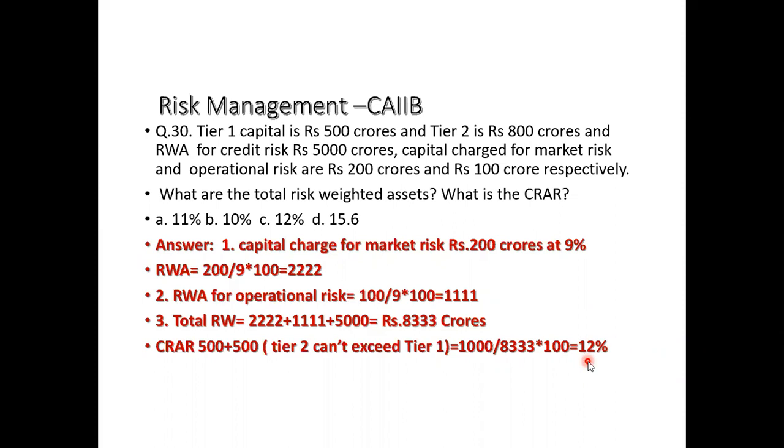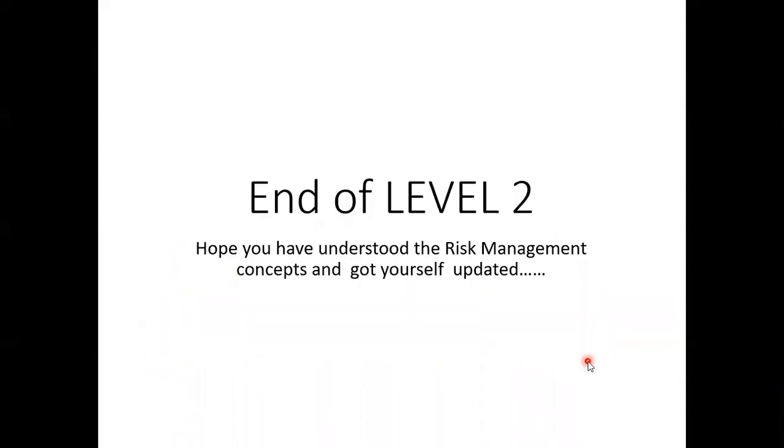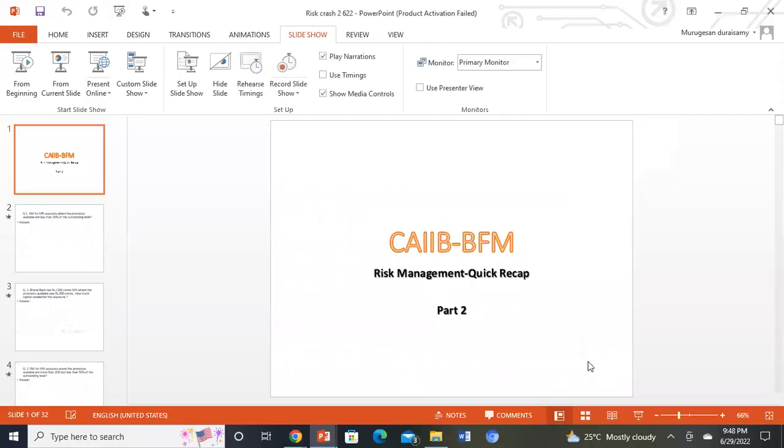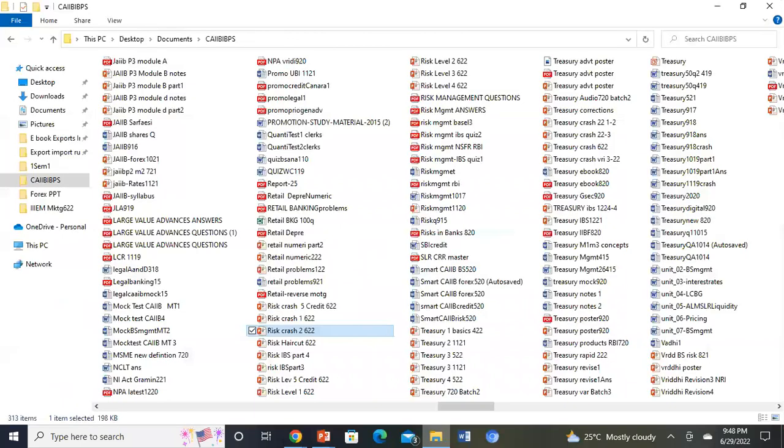Don't miss the steps. This is 30. This is the end of level 2. Okay, in a similar way, if you want level 3, I will load it. Don't worry. Level 3, beautiful questions. Level 3, risk management. Okay, friends? Yes.